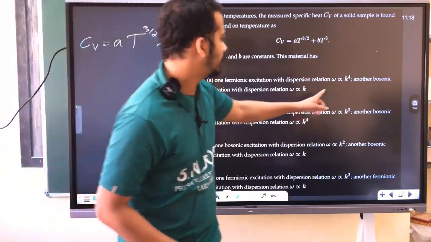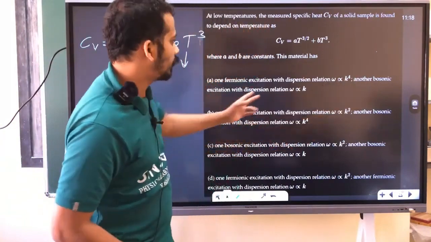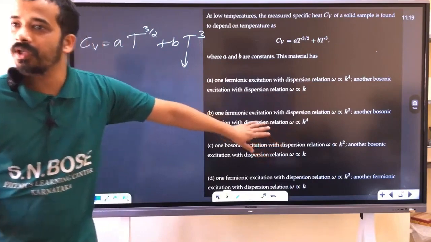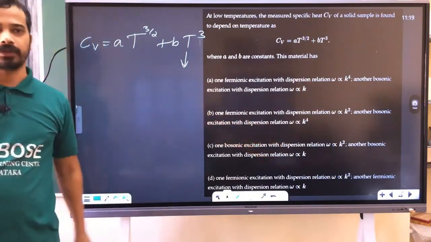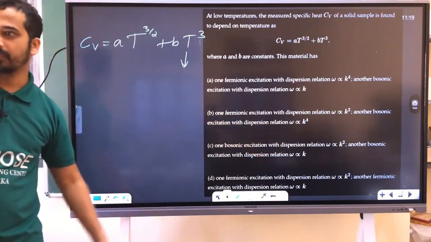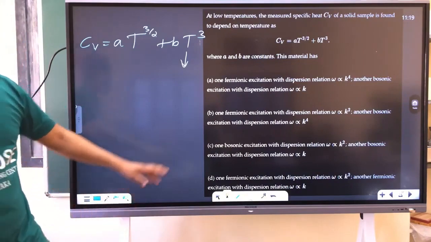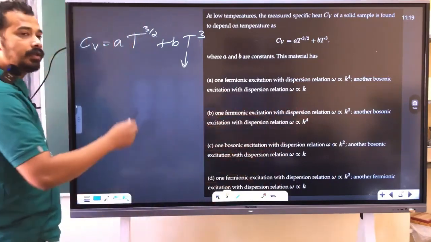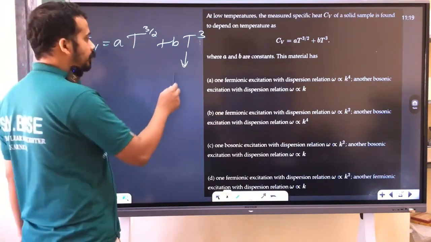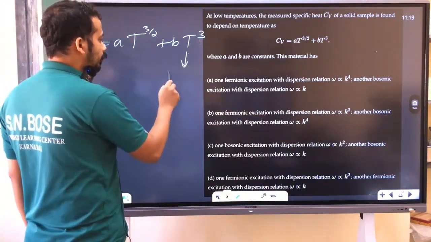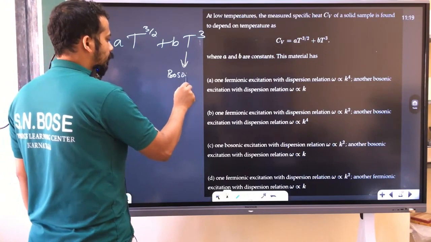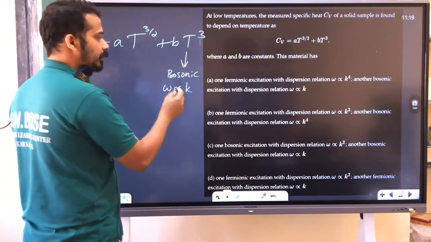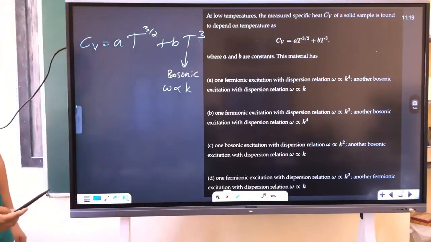One fermionic excitation, omega k. The other one is bosonic excitation. He has given the dispersion relation and whether it's bosonic or fermionic. Read the options. Now you have to answer it by experience. What is the experience? This is bosonic, and omega proportional to k, isn't it? In the case of Debye cube law.